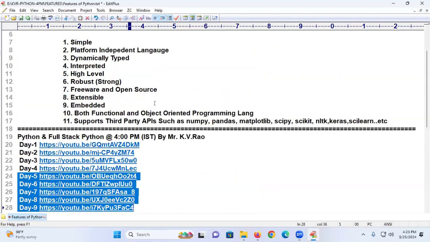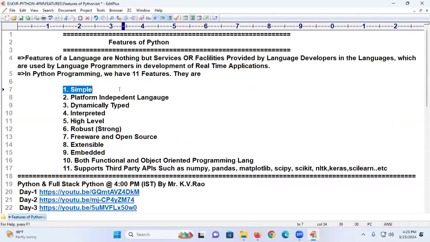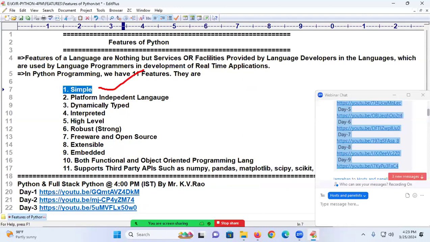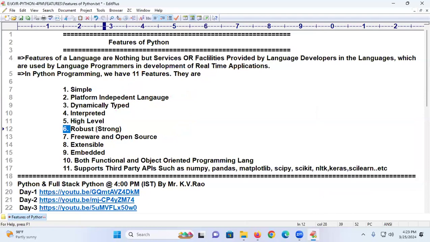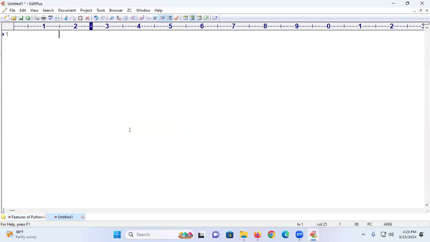Now it's time to go forward. So far, I completed the concepts: simple, platform independent, dynamically typed, interpreted, high level, freeware and open source. These are the features I already completed. Today I'm going to start another most important feature called robust. Later, I will start the other ones, which are easy, extensible and embedded. So let us start discussing robust. Very important. What do you mean by robust?